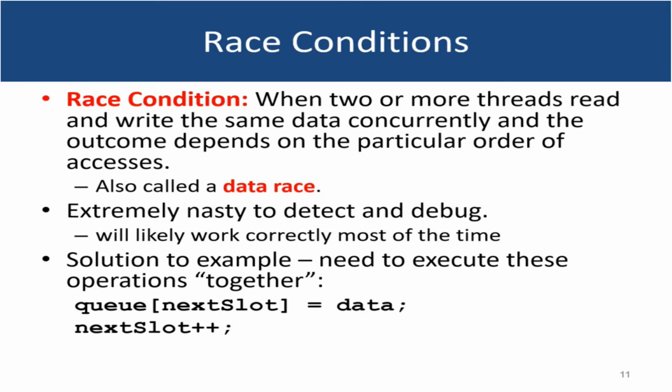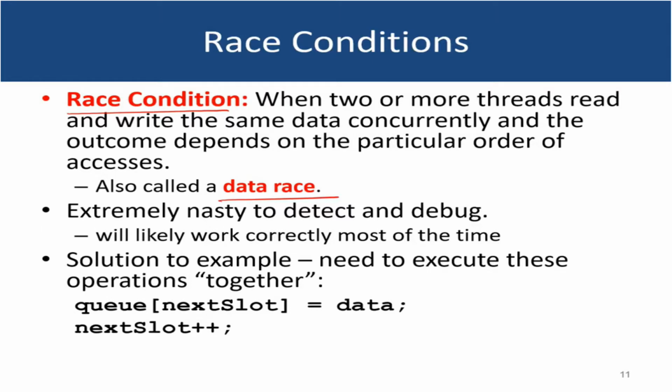The example of updating the shared queue which we walked through just now illustrates a race condition. A race condition is said to occur when two or more threads read and write the same data concurrently, and the outcome depends on the particular order of accesses. Race conditions are also known as data races. The bugs that are typically caused by race conditions or data races are extremely nasty to detect and debug.